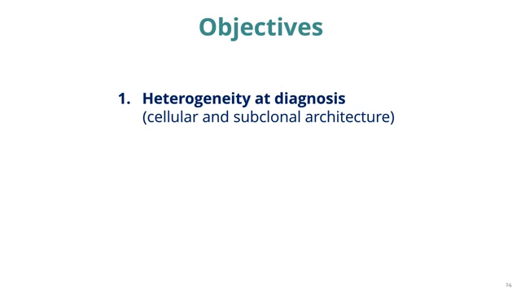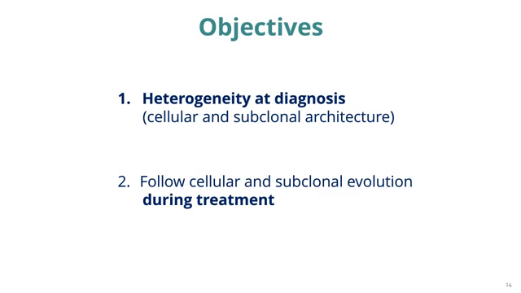A second aim of the project is to follow the cellular and the subclonal evolution in ALL during the treatment. Like this, we can get insight about which are the clones that are more sensitive to the treatment and disappear, which ones are more resistant and get expanded, and also monitor the appearance of new clones. Eventually, we can get insight about the detection of early clones at diagnosis or during early treatment that might confer a high risk for treatment failure or a relapse.